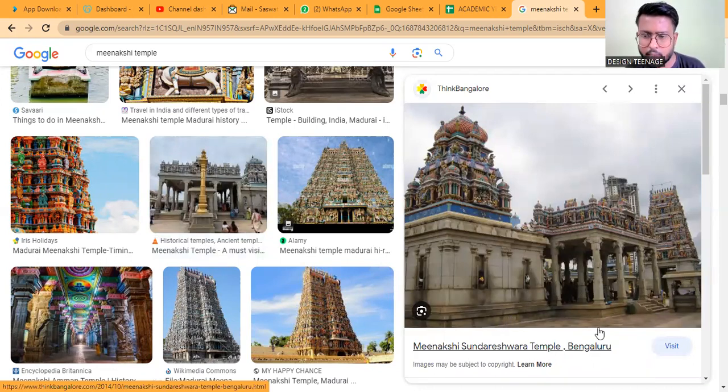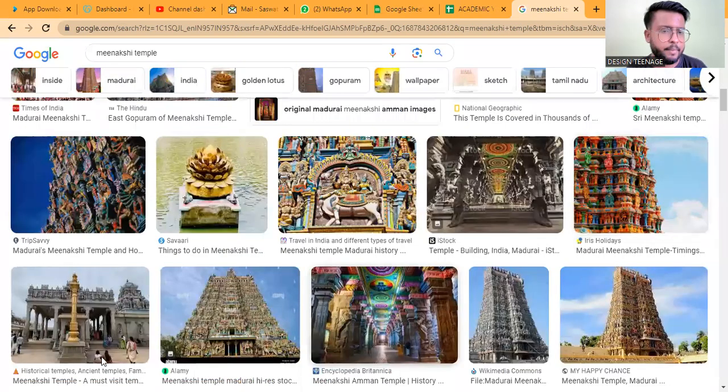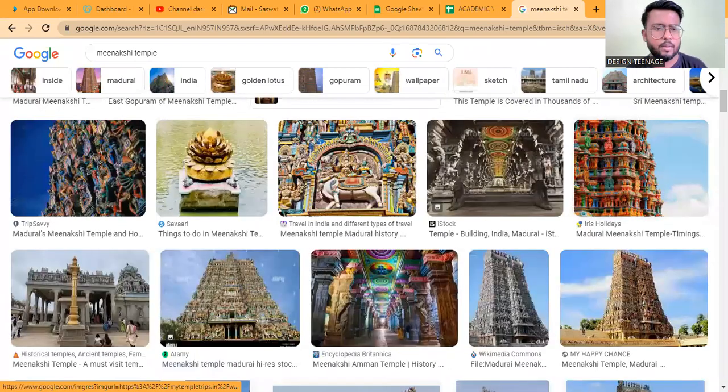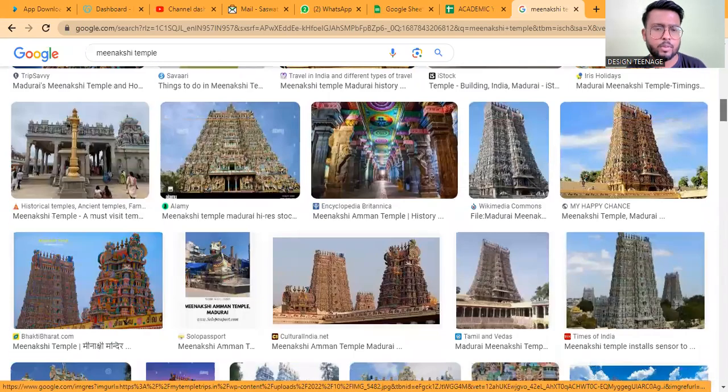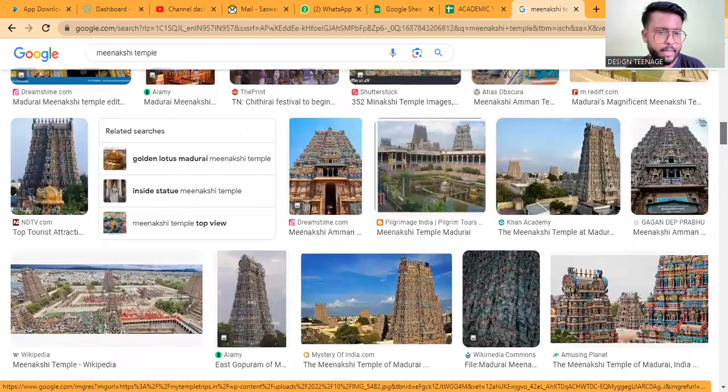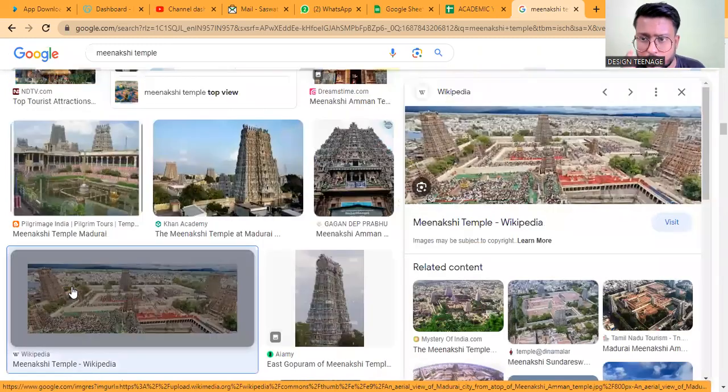Okay, so let's consider this example only. Meenakshi Sundareshwara temple. This is there. Okay, this is in Bangalore. No, this is not the actual one. But anyways, let's go for this also and check it out. Wait, which one was that? Anyways, if we just check any of the South Indian temples, usually, now I'm not getting a proper example here. I guess this will also work if we can get a better understanding.